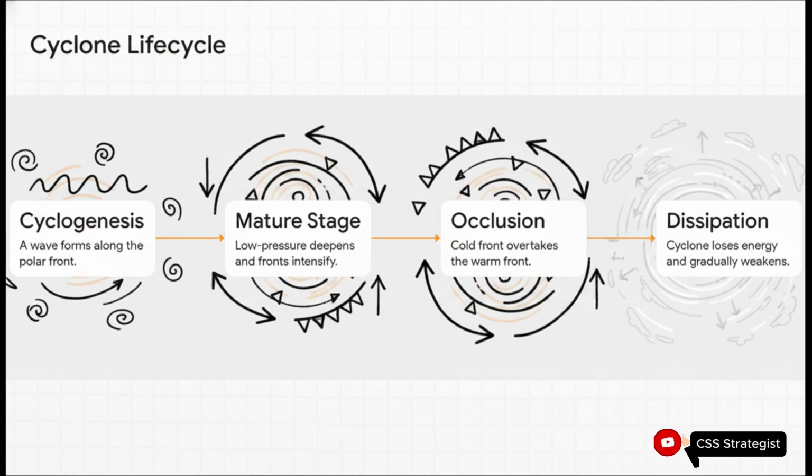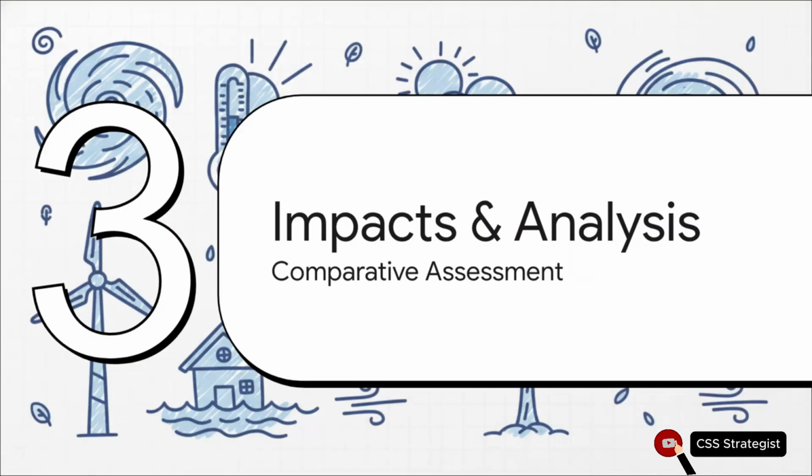and plummeting central pressure. Then comes occlusion, where the cold front violently overtakes the warm, effectively cutting off the storm's main energy supply. Finally, we reach dissipation. This happens as the temperature contrast levels out, drops to zero, and the storm's driving force completely vanishes. Which brings us to part 5, impacts and analysis, a comparative assessment.